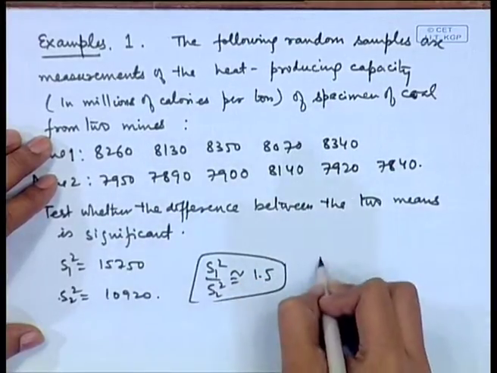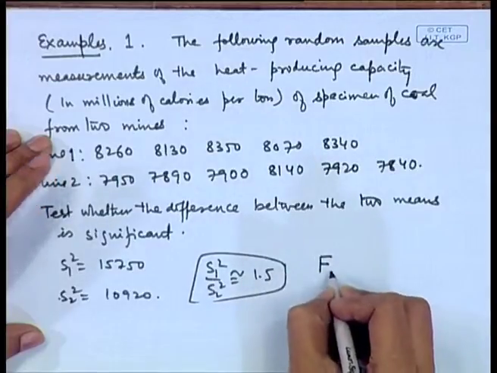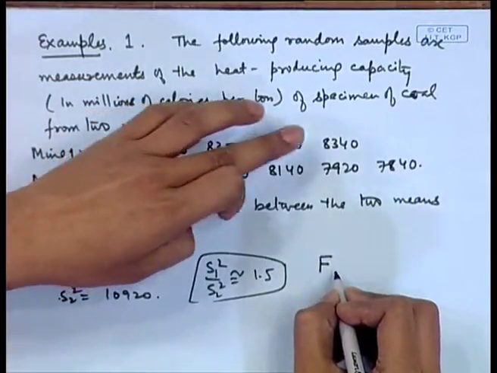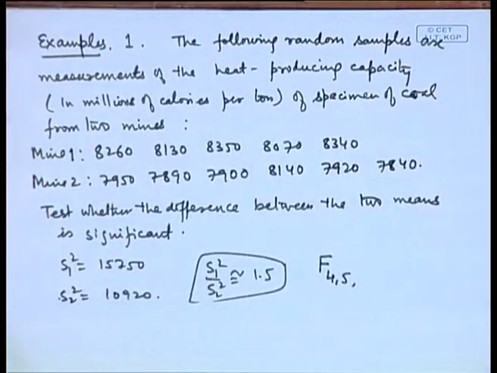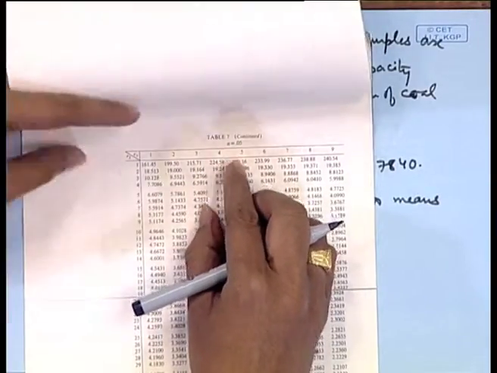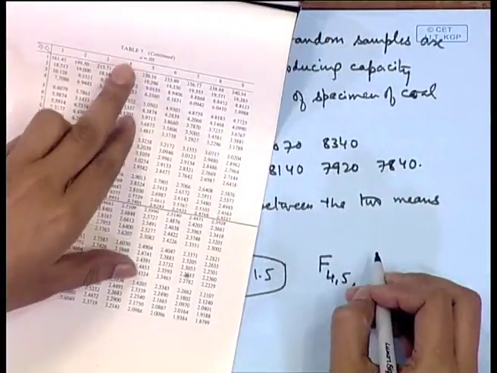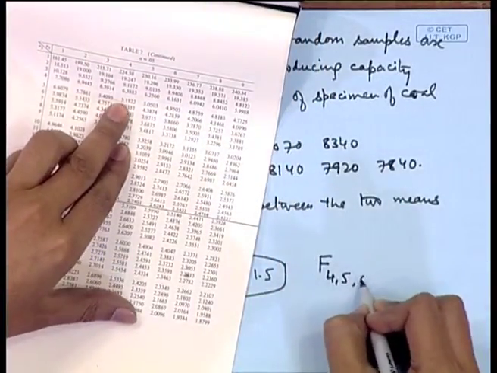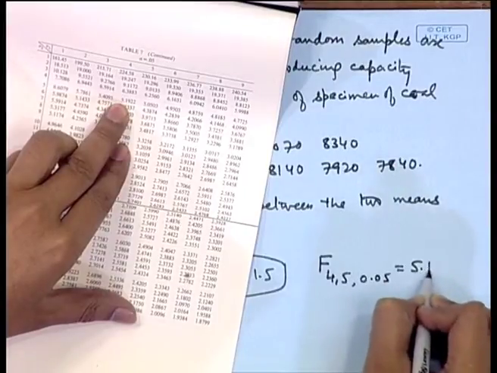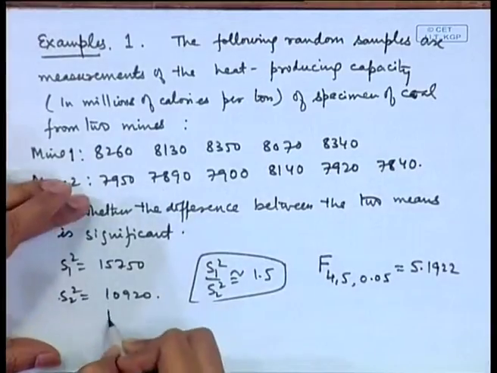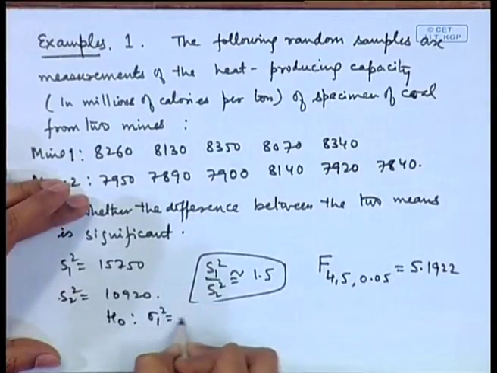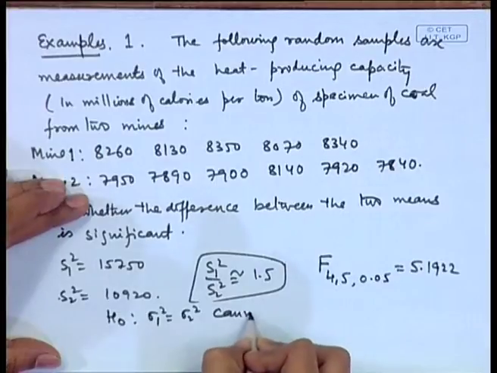So, if I am looking at the f value on 4 and 5 degrees of freedom, let us see from the tables of the f distribution, at 0.05 level, if we are seeing f 4,5, at 0.05 the value is 5.1922. So, H naught, sigma 1 square is equal to sigma 2 square, cannot be rejected.